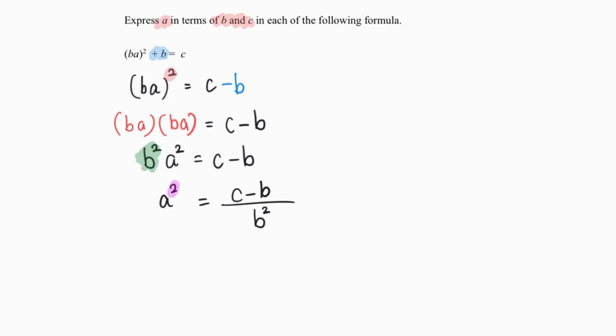In order to find a, the root, I will need to square root the whole thing. And because at this stage we do not know what a represents, we do have to consider both positive and negative answers. Alright? And that will be the final answer for this question.